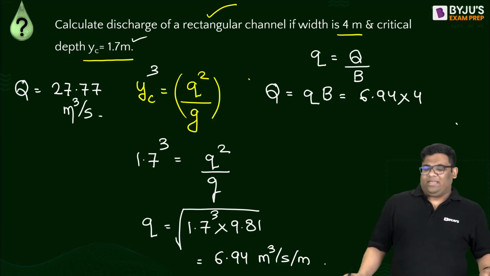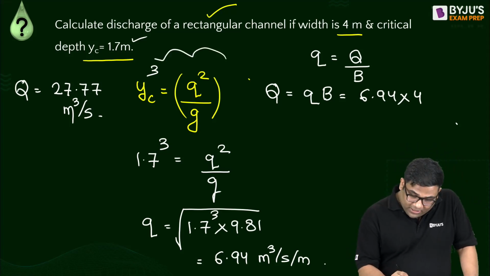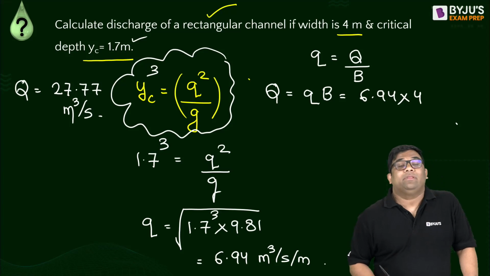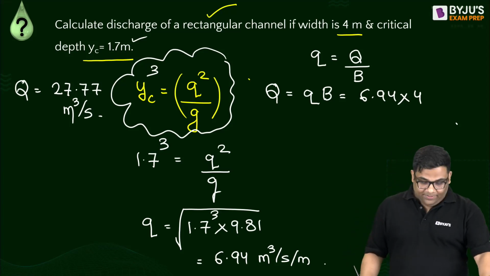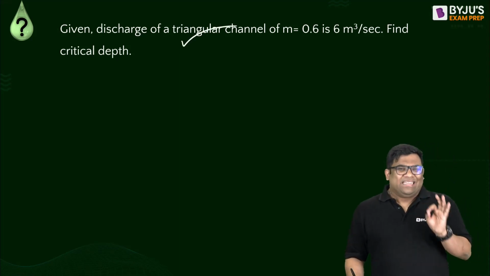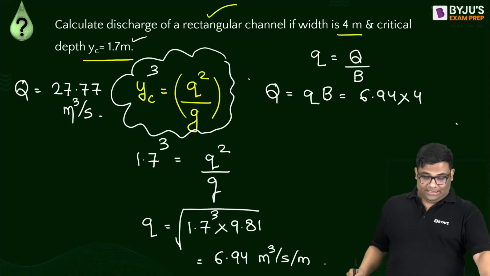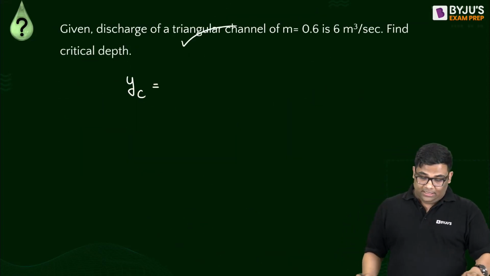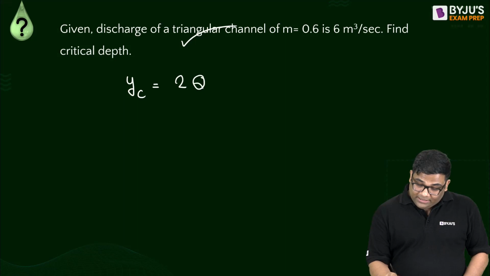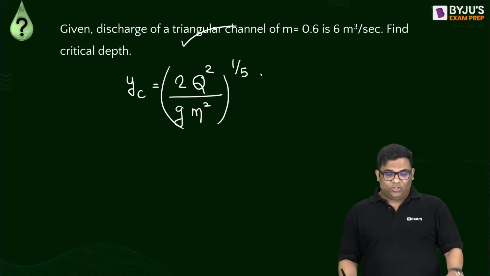This is a frequently asked question in a GATE examination, where they try to test the basic equation for finding the critical depth in case of a rectangular channel. Similarly, they will ask about a triangular channel also. Now the triangular channel equation is a little different. I have explained these things in a video, and you can refer to it. I have done the derivation also. So here YC is 2q square, discharge square, divided by g into m square, to the power 1 by 5.